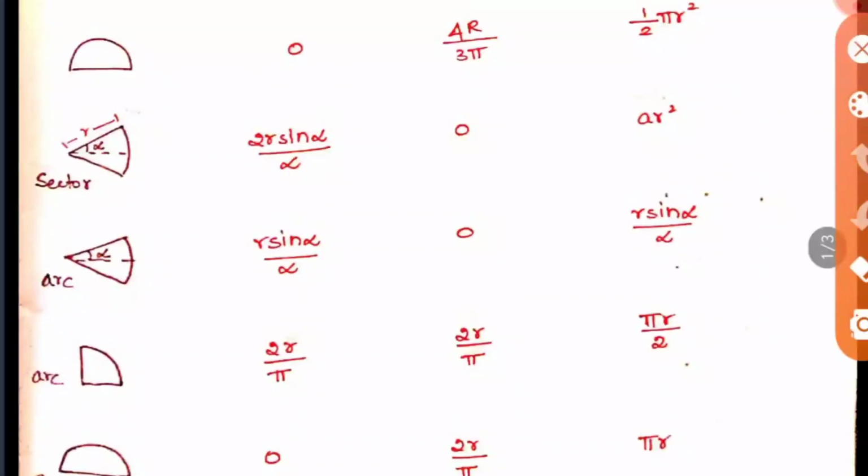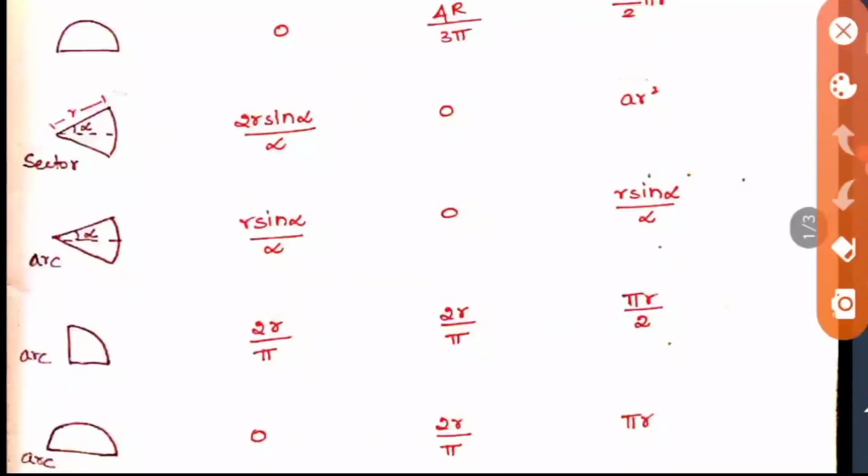And then for a sector, if a sector is taken and the angle is alpha from the x-axis, it should be 2r sin alpha by 3 alpha along the x-axis, and y will be 0, and the area will be alpha r square. For an arc, that is an arc of a circle, here it is r sin alpha by alpha along the x-axis, 0 along the y-axis, and the length is 2 alpha r.